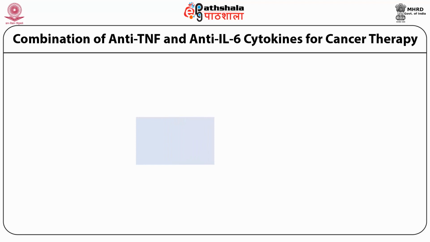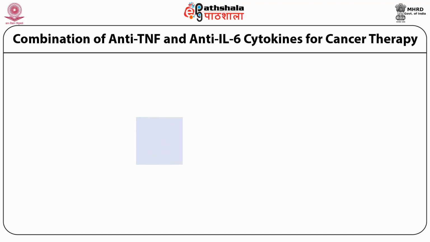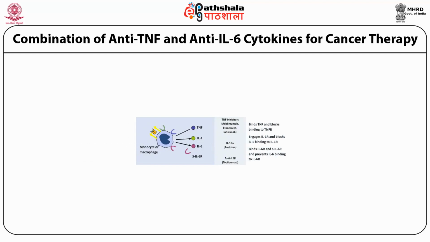Along with TNF inhibitors, we can also use IL-6 receptor inhibitors. It binds with the IL-6 receptor and the soluble IL-6 receptor and prevents IL-6 binding to the IL-6 receptor. TNF inhibitor and IL-6 inhibitor can both be used as combination therapies for cancer.